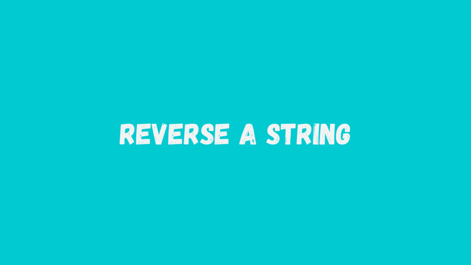Next, let's reverse a string. It could be a name, a sentence, anything. Python has a super easy way to do this using slicing. Just type string, open bracket, ::(-1), close bracket, and boom, it's reversed.